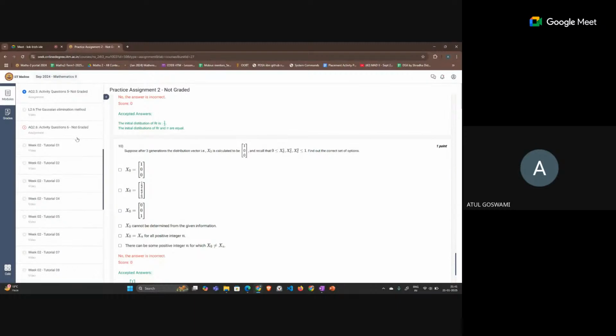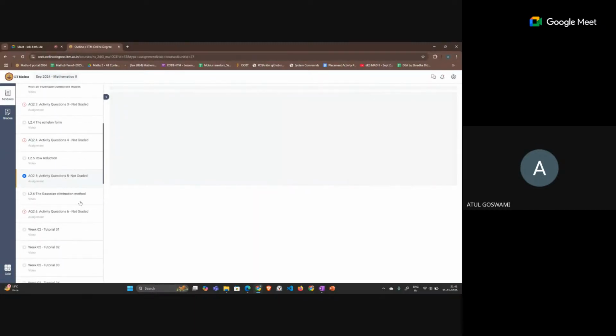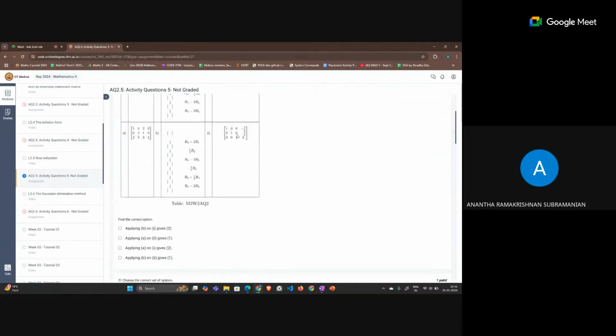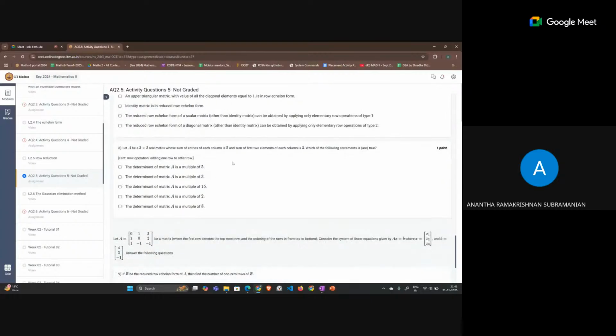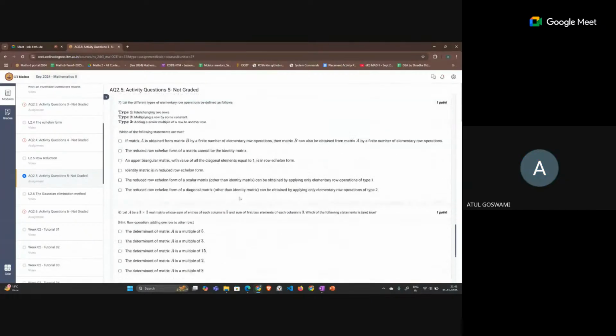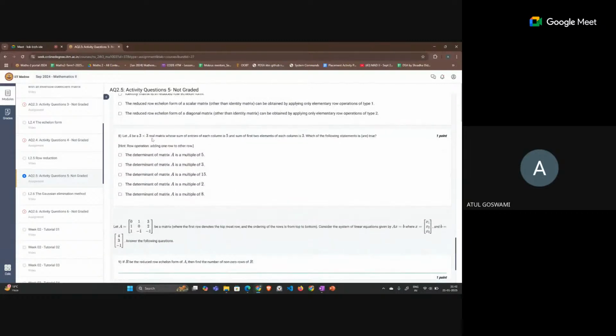Which question did somebody ask? 2.5, question number 8. Is it related or independent? Independent, right? A is a 3 by 3 real matrix whose sum of entries of each column is 5, and sum of the first two elements of each column is 3. Then which of the following statements is true? So we have to tell about the determinant.